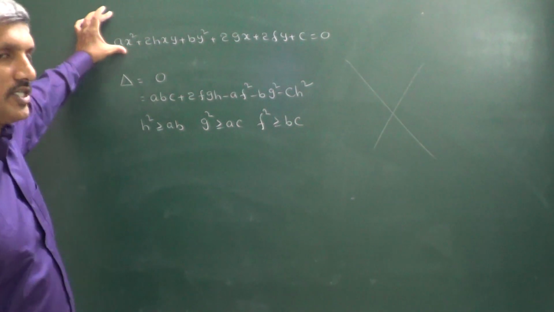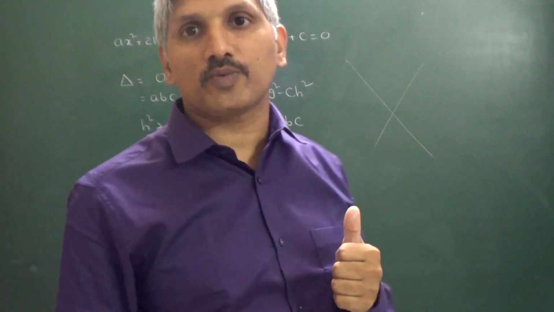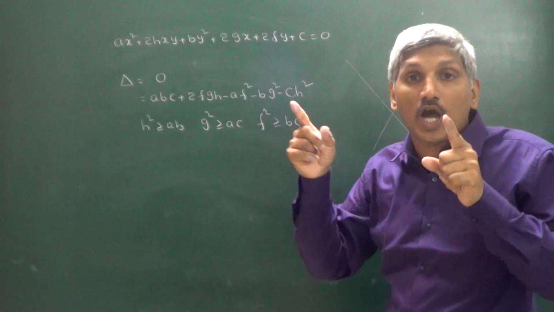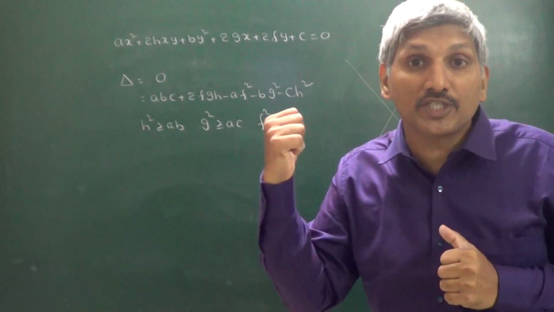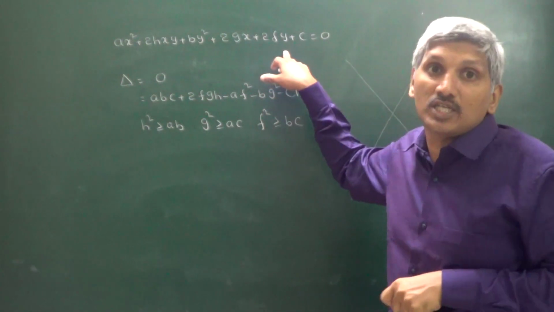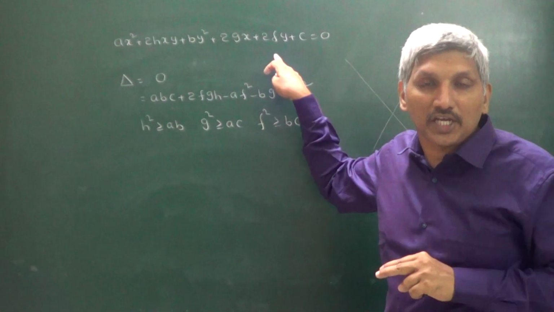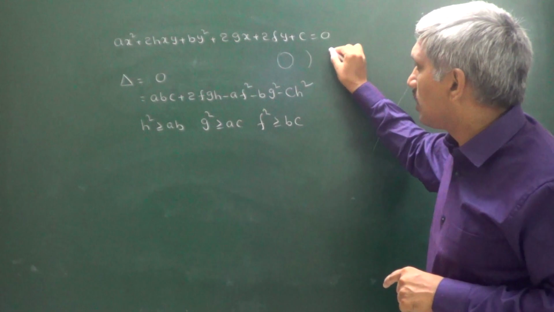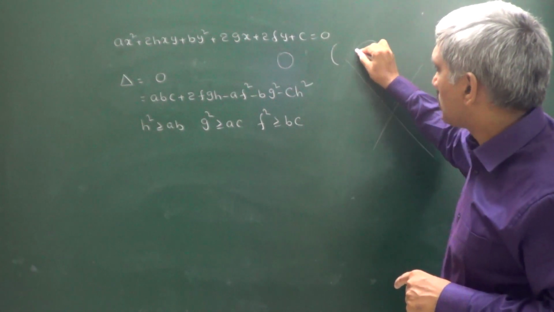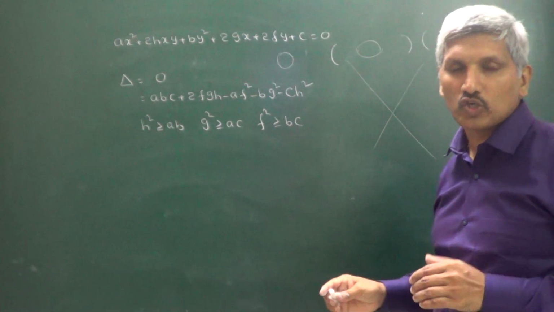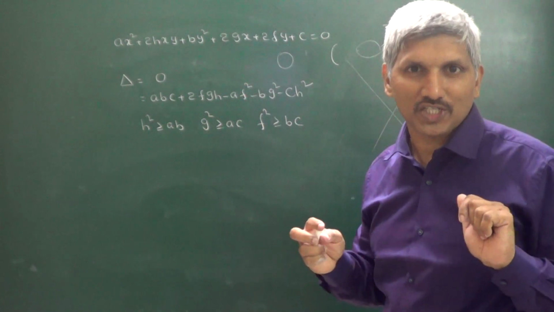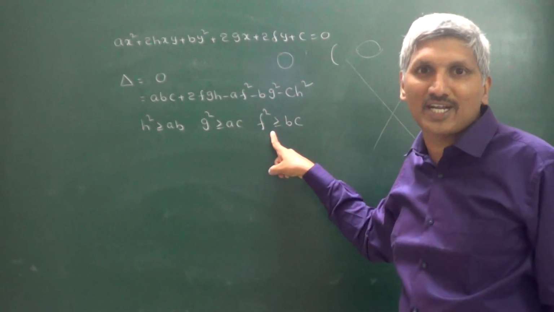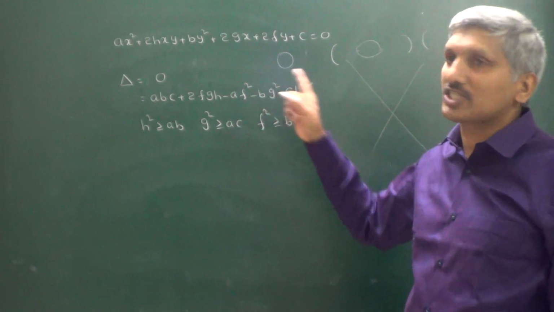The general second degree equation ax square plus 2hxy plus by square plus 2gx plus 2fy plus c is equal to 0, under different conditions, represents different curves. In one case it represents straight lines, in another case a circle, also a parabola, an ellipse, and a hyperbola. Those we are going to discuss in the conic sections, right? So the general second degree equation represents two straight lines under this condition.